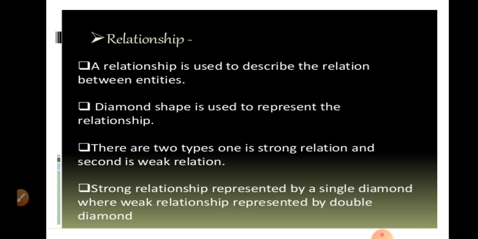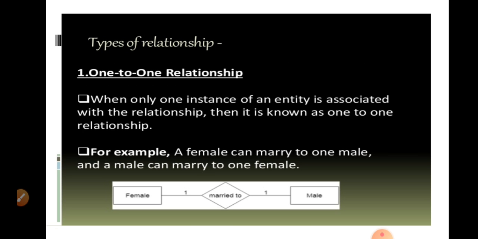Now we will discuss relationship. A relationship is used to describe a relation between entities. Diamond shape is used to represent a relationship. There are two types: one is strong relation and the second is weak relation. Strong relationship is represented by a single diamond and weak relationship is represented by a double diamond. Now we will discuss four types of relationship.